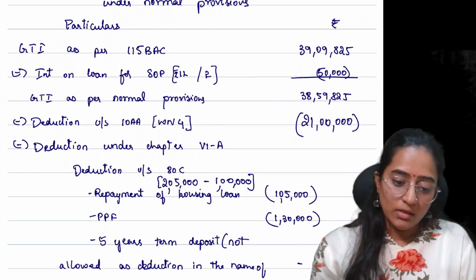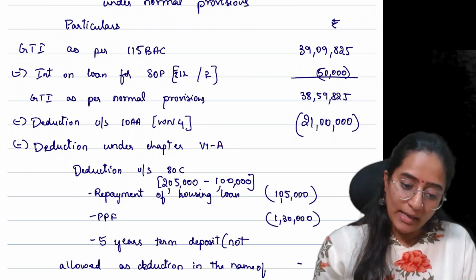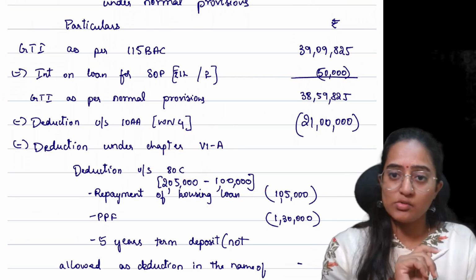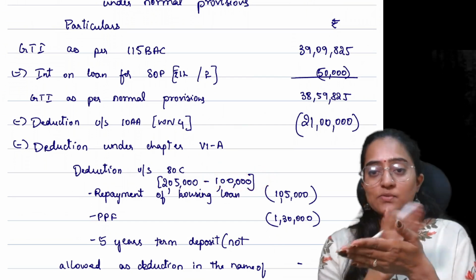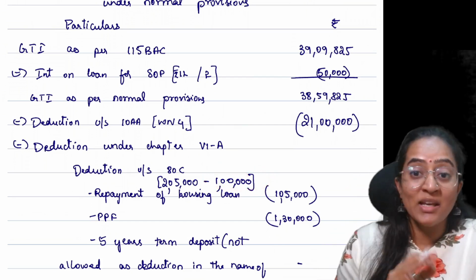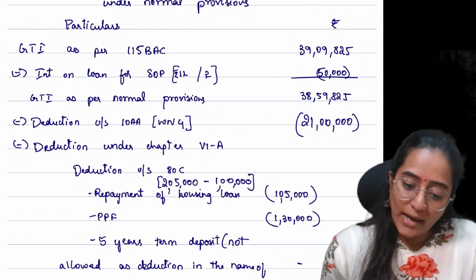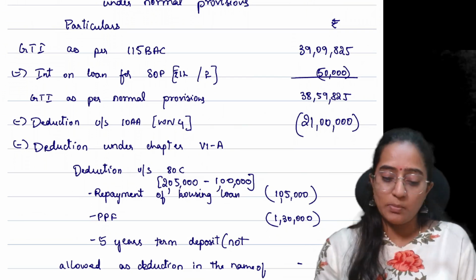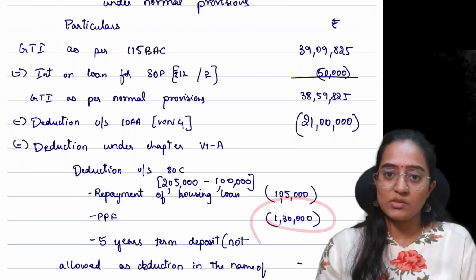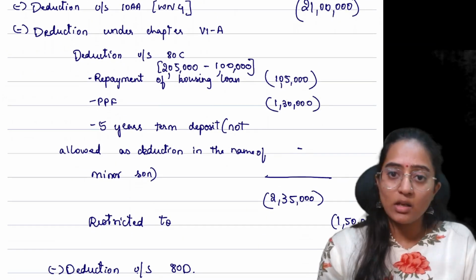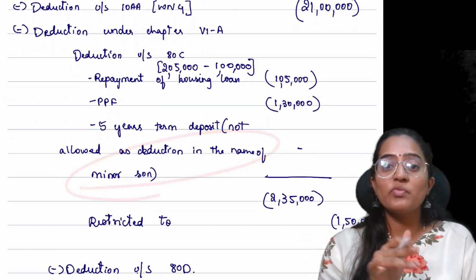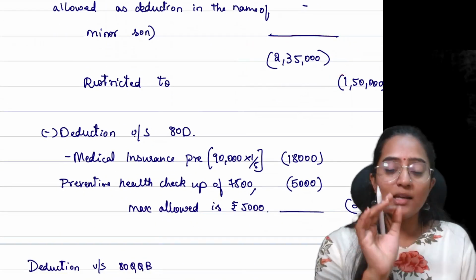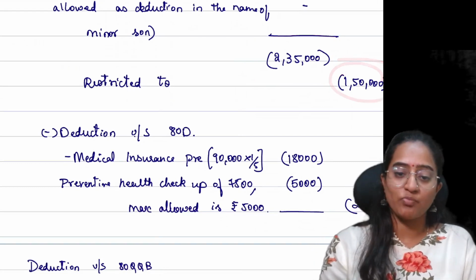Clear? Then deduction under Chapter VI-A. Repayment of housing loan also you have. Out of 2 lakh 5,000 rupees, 1 lakh rupees was the interest, which you have taken as 50,000 for SOP and 50,000 as LOP, interest under section 24B. You had 1 lakh 5,000 rupees repayment of your housing loan principal amount. And PPF you have 1 lakh 30,000. The 5-year term deposit is not allowed, as it is not in his name; it is in the name of the minor son. So the total is 2,35,000. However, under section 80CCE, the maximum limit is 1,50,000.